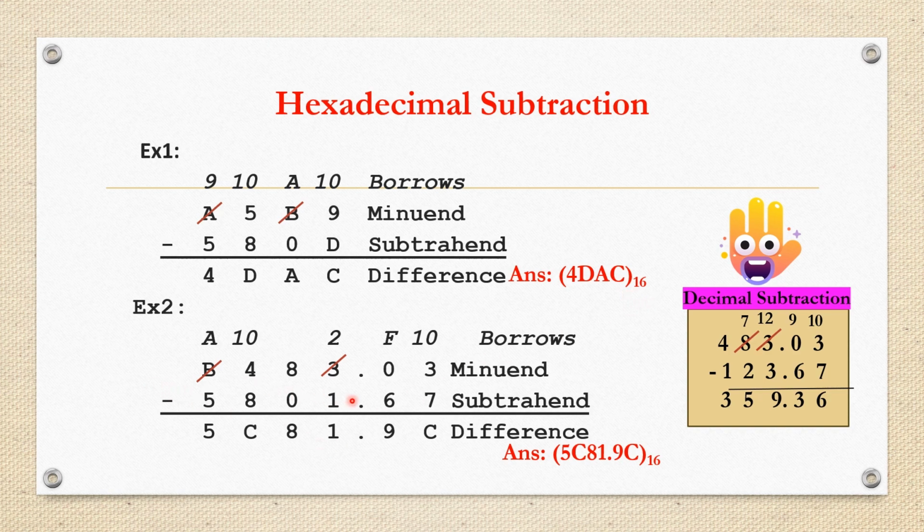Now let's see a real number subtraction. The minuend is B483.03 and the subtrahend is 5801.67. Now because we cannot do 3 minus 7, we have to borrow from the next higher column, but here it is a 0, so we cannot borrow from here. We will be borrowing from here.